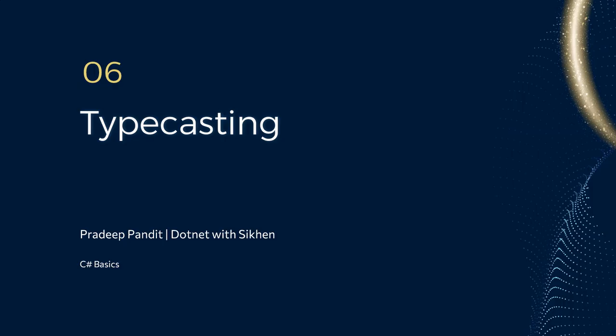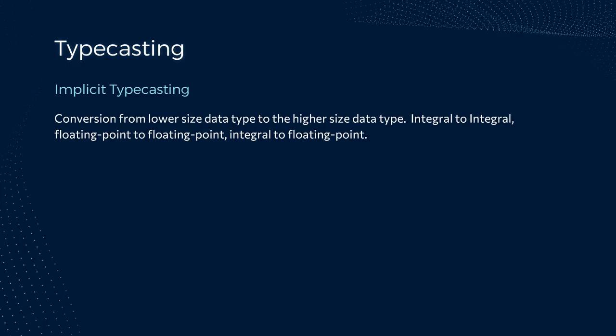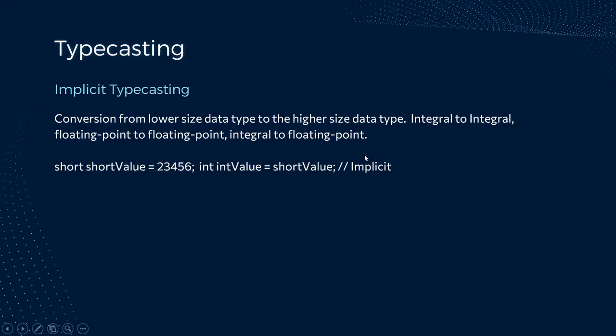So what is typecasting? Typecasting means conversion from one data type to another is called typecasting. And based on this, there are two types of typecasting. One is the implicit and another is the explicit. So let's talk about implicit first. So implicit typecasting is conversion from lower size data type to the higher size data type. For example, integral to integral or floating point to floating point, or it could be from integral to floating point.